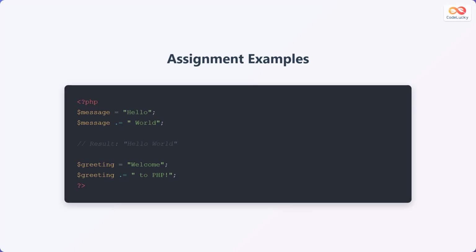Here are a few examples of how to use the concatenation assignment operator. First, we define a variable named message and assign it the string value hello. Then we use the dot equals operator to append the string world to the existing message variable. The result is that the message variable now holds the value hello world.